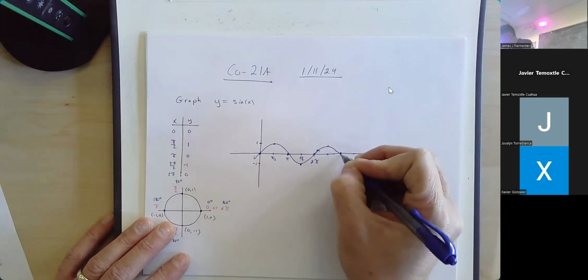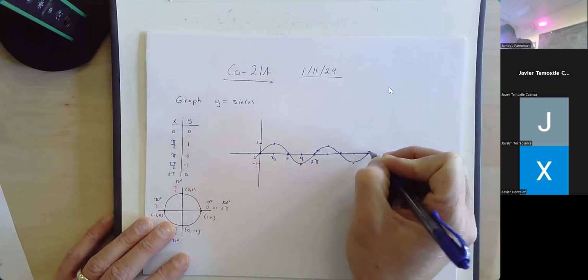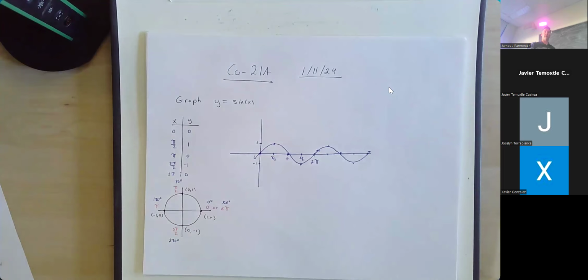But that's why we only graph 1 period of it, because once you've graphed 1 period, you kind of know the whole story. It's just going to keep doing the same thing over and over again.